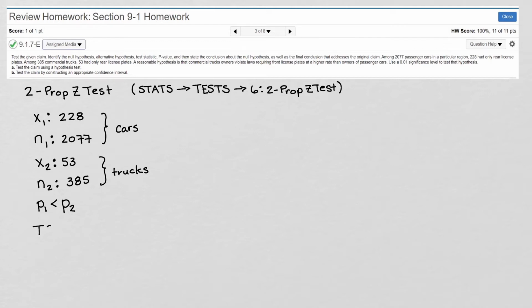And our test statistic is negative 1.58. Now, if you had switched these and put trucks first and cars second, then you would have had P1 is greater than P2, and your test statistic would be 1.58. So mathematically, it's fine either way. Usually, I would leave it in the order in which they give you the values in the problem. So they talked about cars first. Make cars the first thing just to make your answer match up with what they have in the homework.